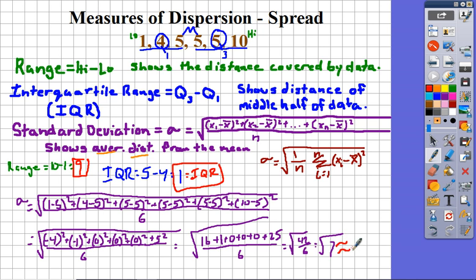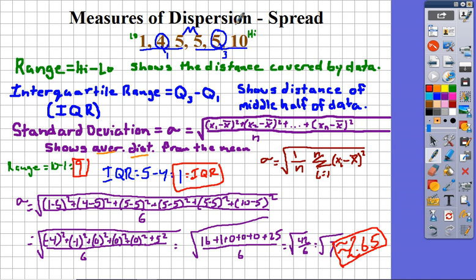We're going to get an approximate answer right about now when I go to the calculator. The square root of 7 is approximately 2.6457513110645, and so on. So let's just round it to 2.65, approximately 2.65. And there's our standard deviation, the average distance from the mean.